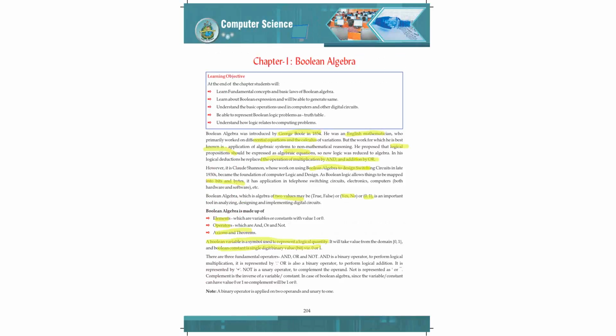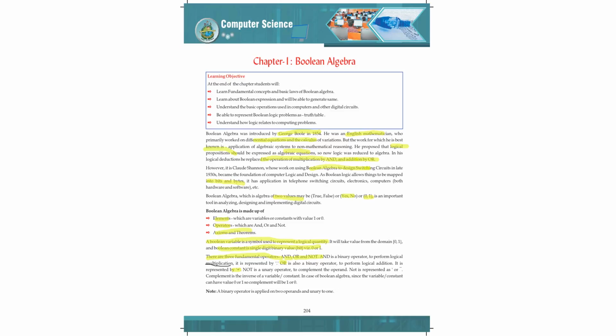A binary operator is applied on two operands. How will Boolean work? What are the fundamental operators of Boolean algebra? AND, OR, NOT. I already gave a brief introduction of AND, OR, NOT. AND is a binary operator used to perform logical multiplication. OR is used for addition. Remember, AND is used for multiplication, OR is used for addition.